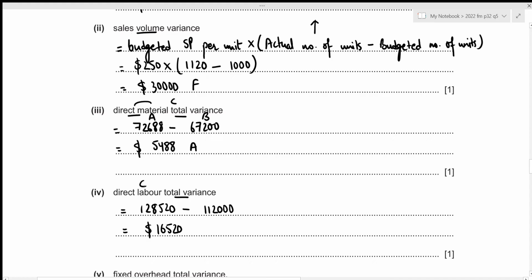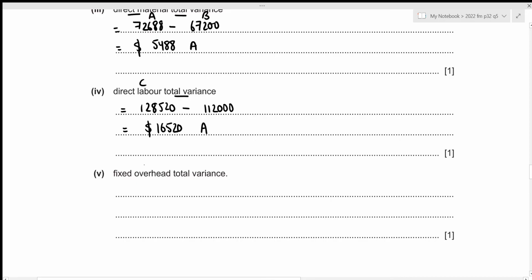Again, direct labor is also a cost, which means that we prefer our actual figures to be lower than that of the budgeted one, but in this case, it is the exact opposite. Our actual direct labor cost is higher than that of the budgeted one, which means that this is also an adverse variance.